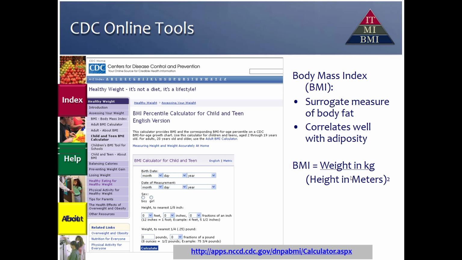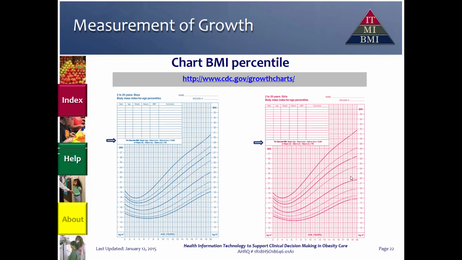There are a variety of tools to help you with calculating the BMI, although nowadays most of the electronic health records do this automatically for you. If you're in a setting that happens to be using growth charts or does not have an electronic health record, you can use this CDC calculator. These are the CDC growth charts, which you can download online, and again, use the World Health Organization charts for the children under 2, and they're also posted on the CDC website.